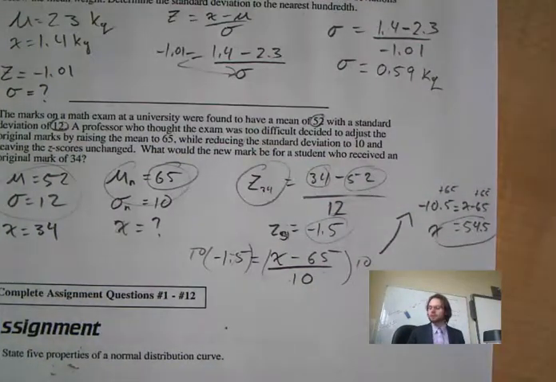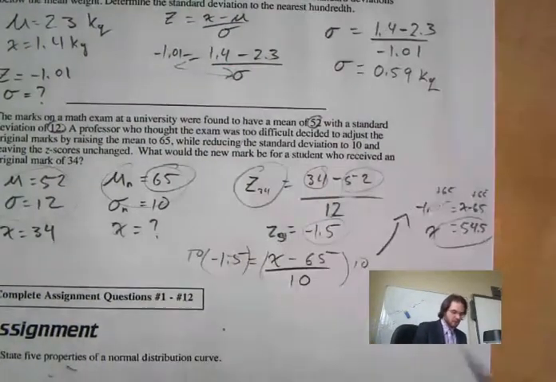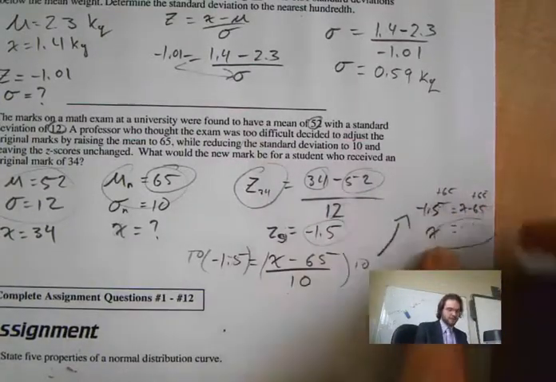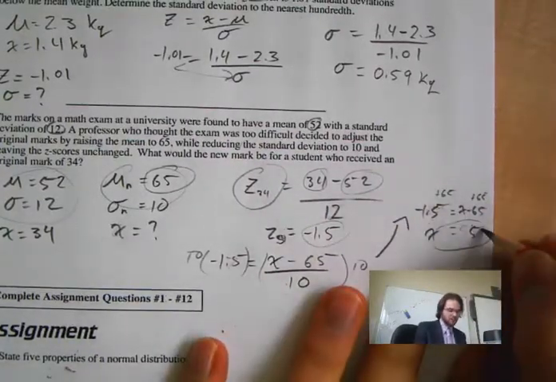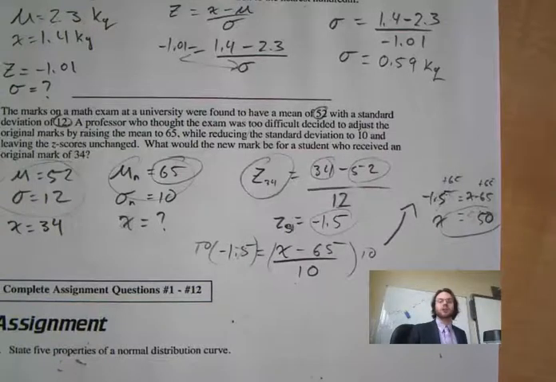Okay, so 10.5, this should be 15. My mistake, 10 times that is 15. So negative 15 plus 65 means his new mark is 50. So then he ended up just passing. And that's how we do that. Good luck, and I'll see you tomorrow to work on this together.